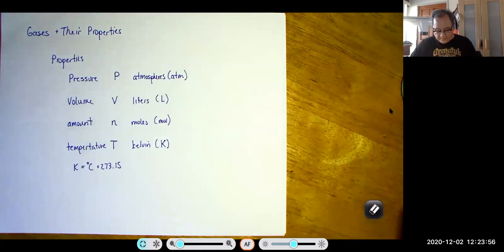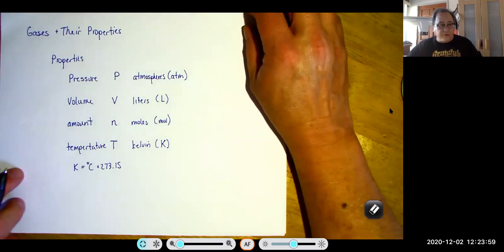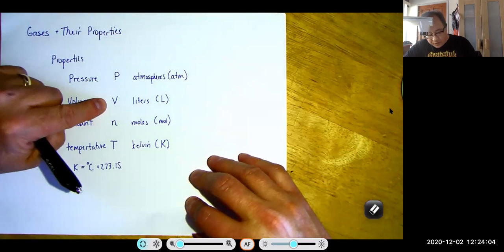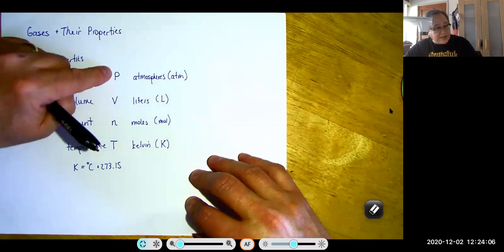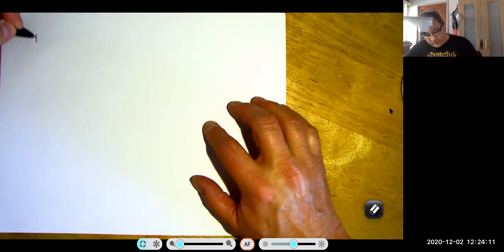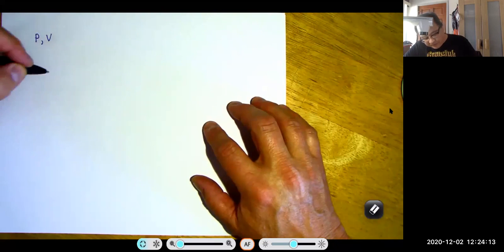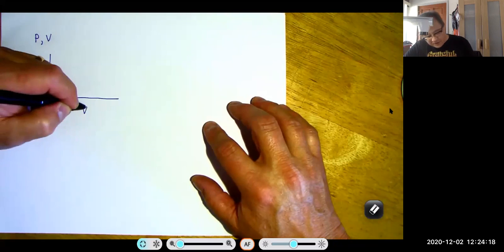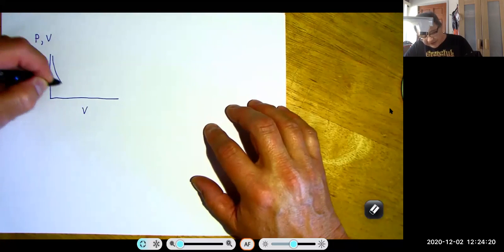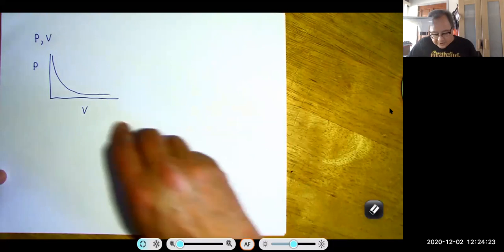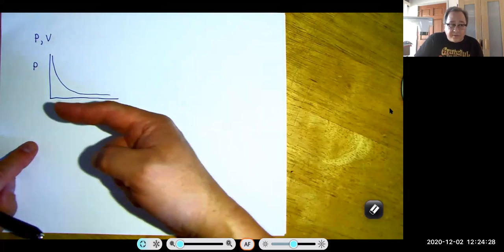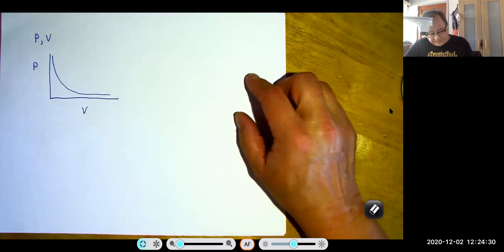All right. Now, if we look at the relationship between pressure and volume, between pressure and moles, and between pressure and temp, we see the following. So we're going to look at pressure and volume. This is going to be pressure, and this is going to be volume. And we see this, that as the volume increases, the pressure decreases. Or you could say the opposite, as the volume gets smaller, the pressure rises.